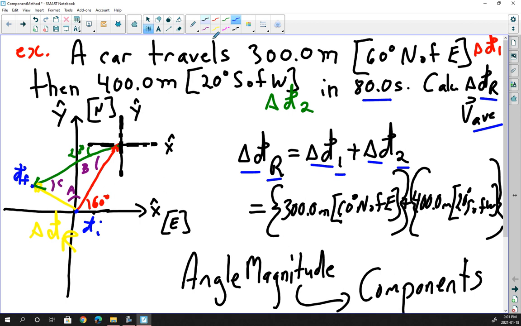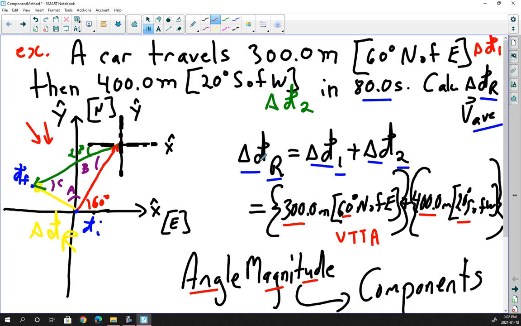we have here: the first displacement, 300.0 meters, 60 degrees north of east, plus 400 meters, 20 degrees south of west. You would have to add these up with vector tip to tail addition, except now, since we're always using the angle magnitude version of these vectors, here's the magnitude, there's the angle, here's the magnitude, there's the angle. In order to do vector tip to tail addition, you would have to look at this diagram and do a whole bunch of geometry, sine law and cosine law, to figure out angles here, there, and everywhere. It could be done using the diagram and vector tip to tail addition, and you would eventually calculate the resultant displacement.